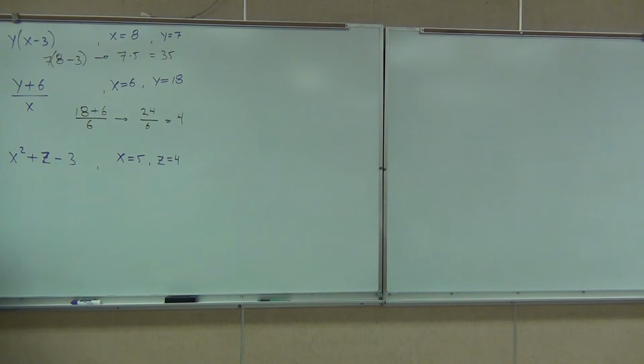Good deal. Okay, last one involves a little exponent, not a big deal. Instead of x squared, it says 5 squared. Plus, instead of z, we'll put our 4 and wrap that up with the minus 3 like we're supposed to have. So we do our order of operations. Exponents first says we get how much? 25. Yep. Of course, we'll add first because we're going from left to right. So that means we're going to get 29. And then after we subtract that 3, we're going to get 26. Yep.